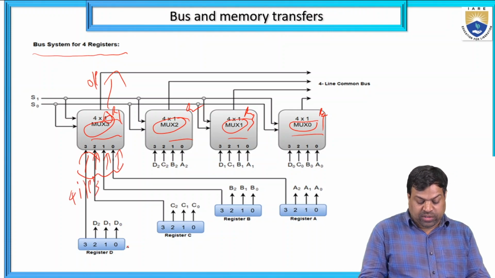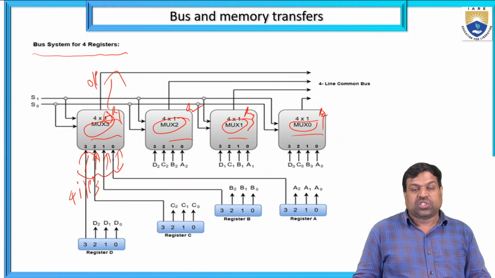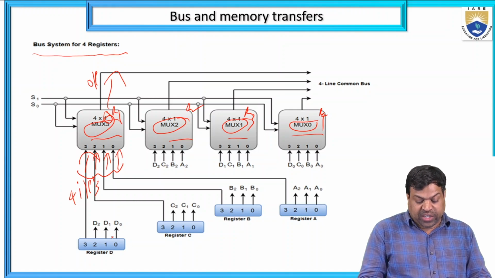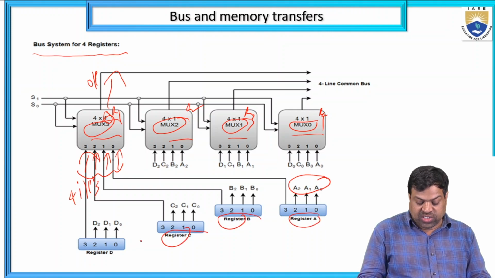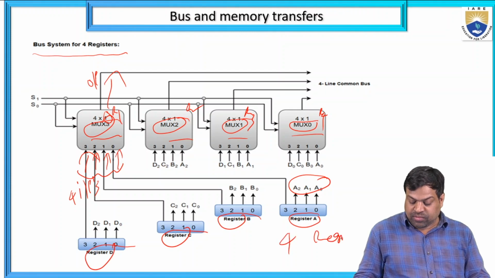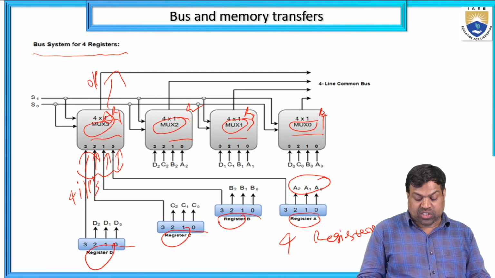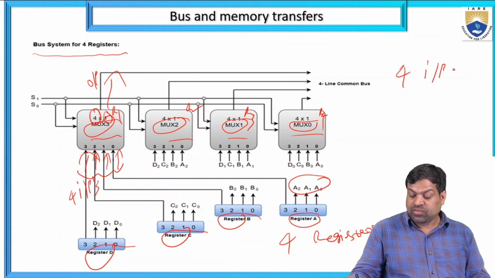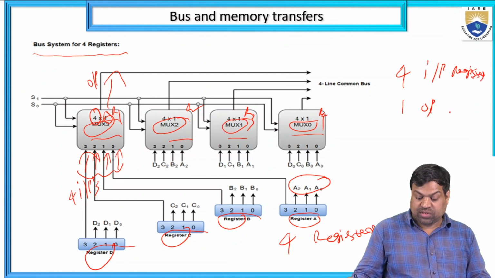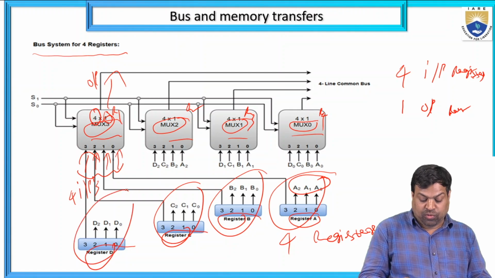So 0, 1, 2, 3 are the 4 registers, the 4 inputs, D0, D1, D2, D3. In the bus system, there are 4 registers: A0, A1, A2, A3, that is register A, register B, register C, register D. How many registers are there? 4 registers, so 4 inputs, 1 output register. Here are register 1, 2, 3, 4.